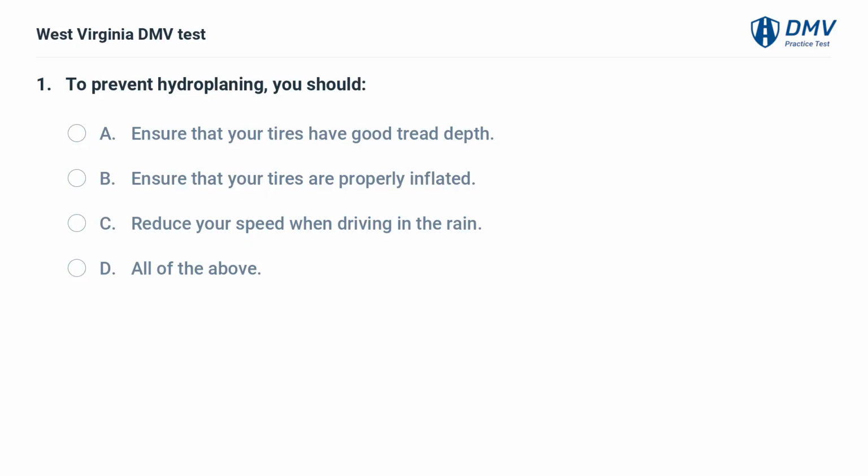To prevent hydroplaning, you should A. Ensure that your tires have good tread depth. B. Ensure that your tires are properly inflated. C. Reduce your speed when driving in the rain. D. All of the above.